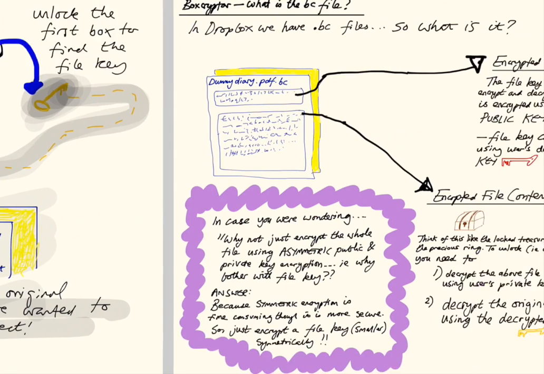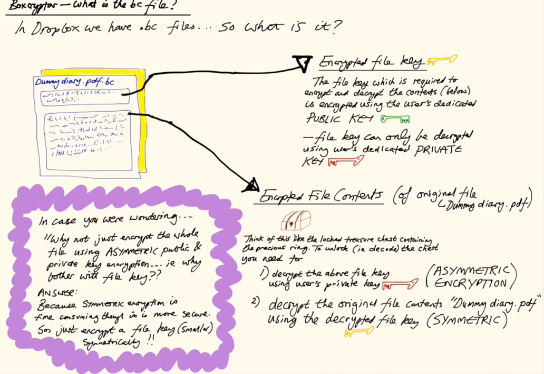So, just to reiterate that point, we have our dummydiary.pdf.bc file here. The top part of the file, if you like, is the encrypted file key, which is the key that unlocks the first box. So the file key, which is required to encrypt and decrypt the contents, is encrypted using the user dedicated public key. And the file key can only be decrypted using the user dedicated private key.